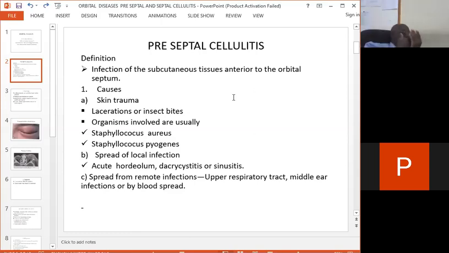There is a fibrous tissue which separates the outside and the inside of the orbit. So when it's preseptal, it's anterior. When it's postseptal or orbital cellulitis, it's posterior. Sometimes preseptal can end up into orbital, so you have all the areas now inflamed. Sometimes you have spread from some remote infections like respiratory tract, middle ear infections, or a blood spread. All these things can be a cause.